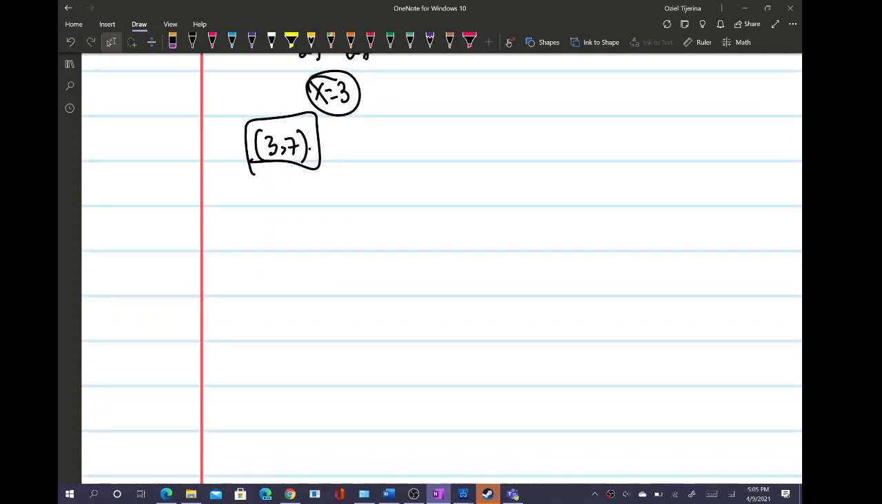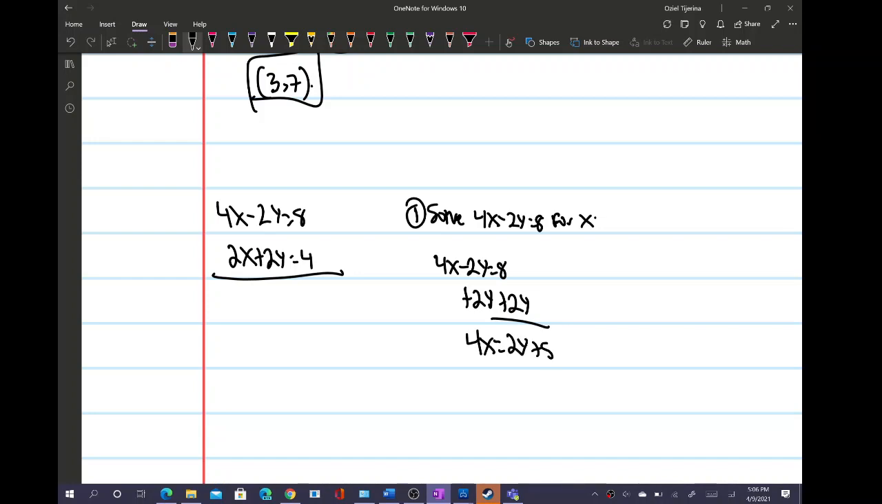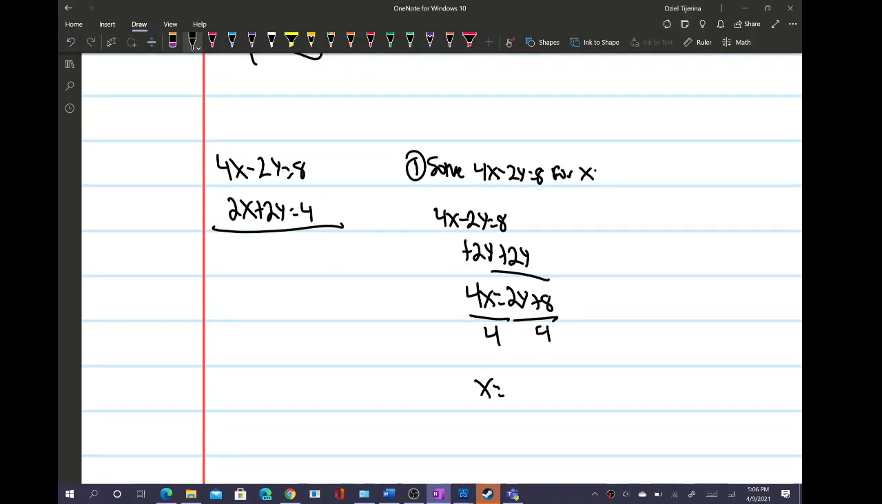Let's see. Hold on, guys. I'm looking. So this is by substitution. I know it looks like we could do it by elimination, but we're going to do it by substitution. So here we have 4x minus 2y equals 8. So number 1, solve 4x minus 2y equals 8 for, we're going to say, x, right? So then we have plus 2y on both sides. You want to get x by itself, you have 4x equals 2y plus 8. So I'm going to divide by 4 on both sides. You get x equals y over 2 plus 2.